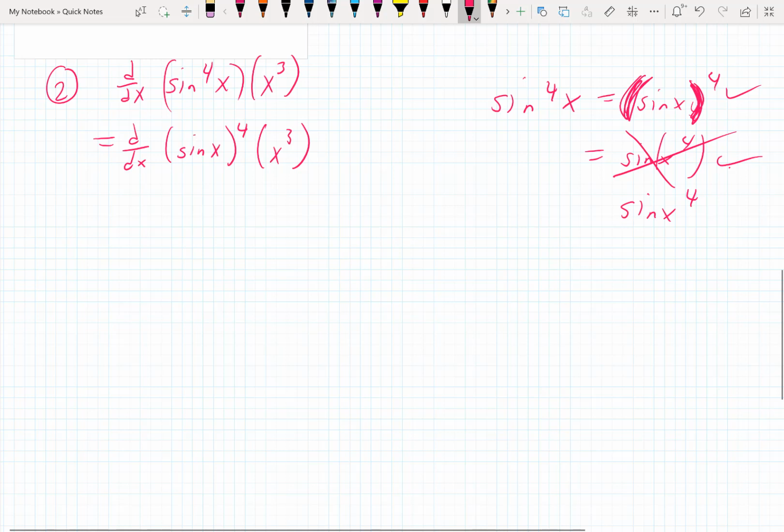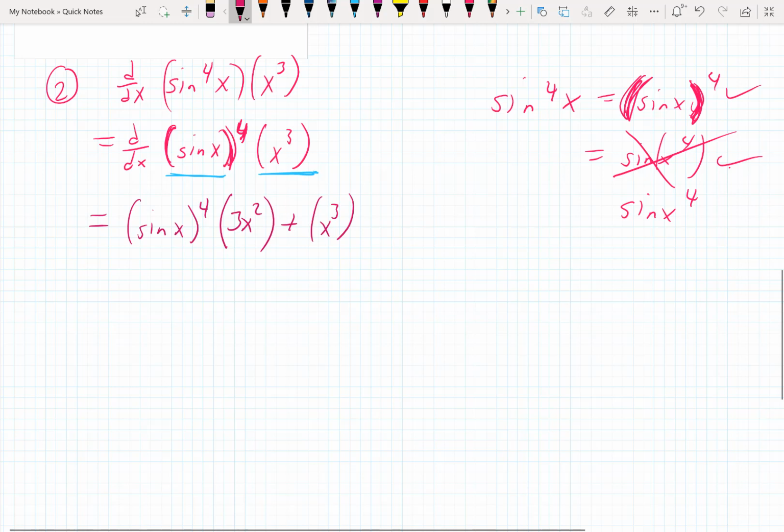So I usually rewrite it right away so that I can see my chain rule. I have something being raised to the 4th, so I'm going to have to use chain rule for that part. But first, we have a product, something times something. So we're going to have product rule with a little bit of chain rule embedded in it. Let's see how it goes. So for product rule, I'm going to do left, d right, plus right, d left.